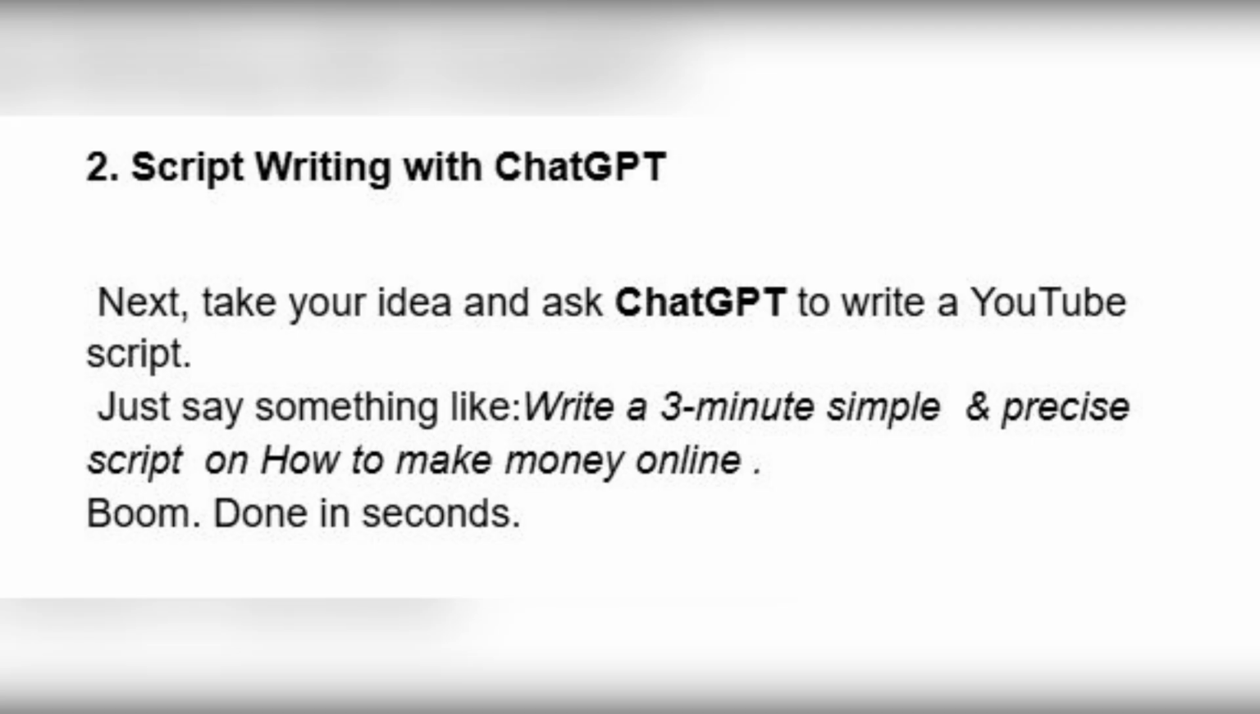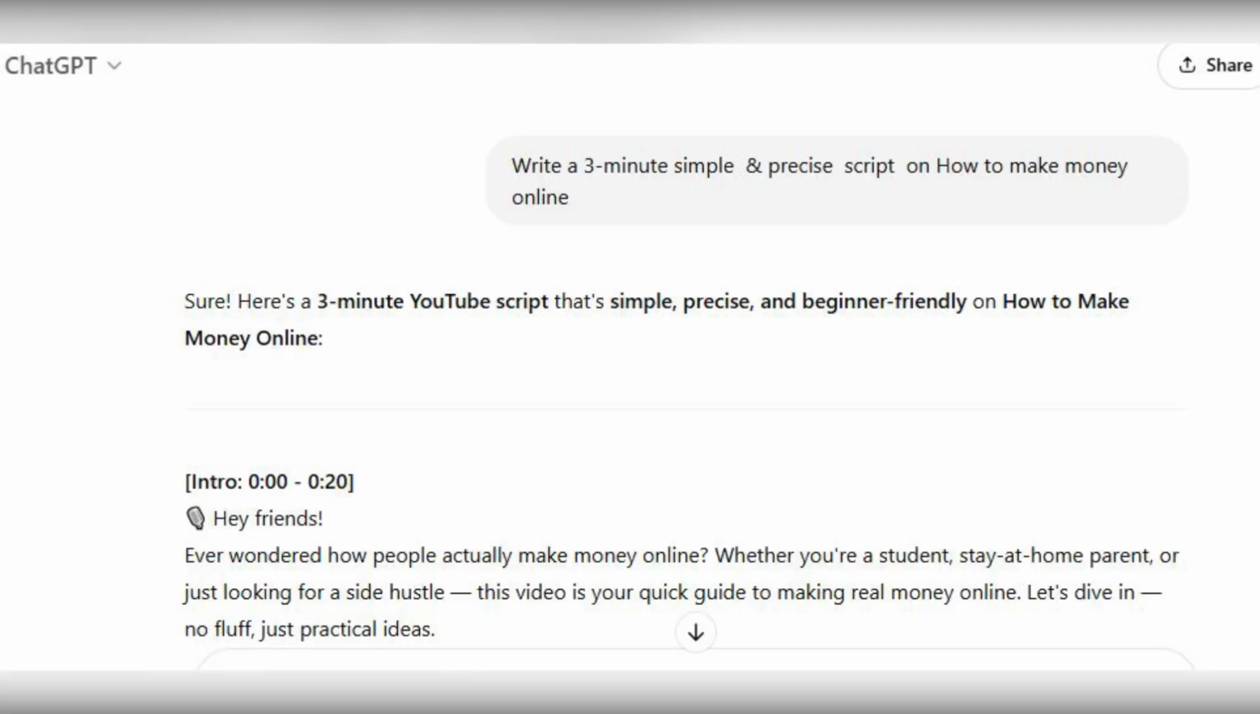2. Script writing with ChatGPT. Next, take your idea and ask ChatGPT to write a YouTube script. Just say something like, write a 3-minute simple and precise script on how to make money online. Boom, done in seconds.